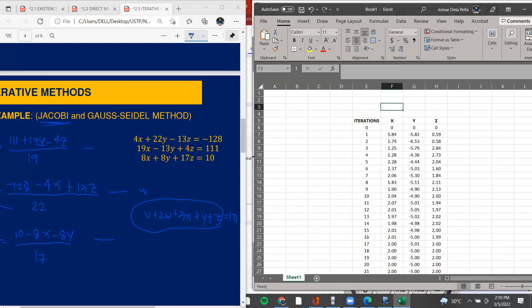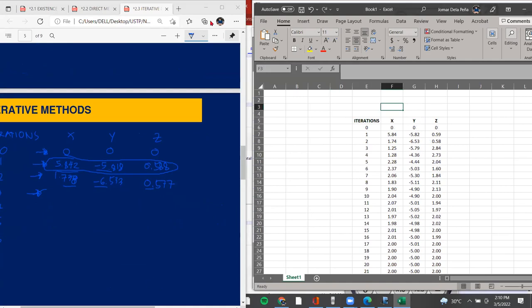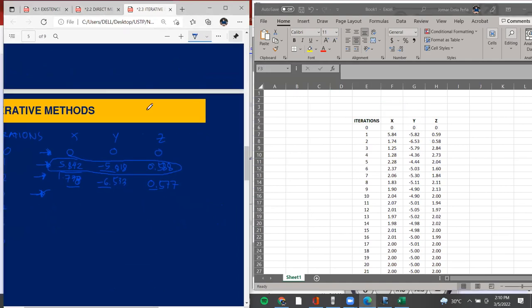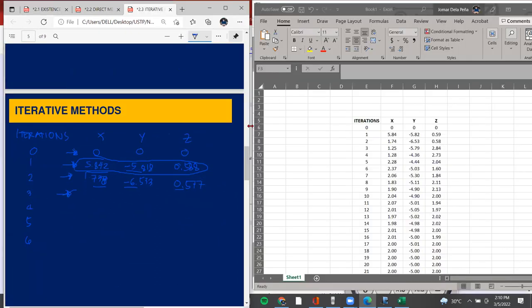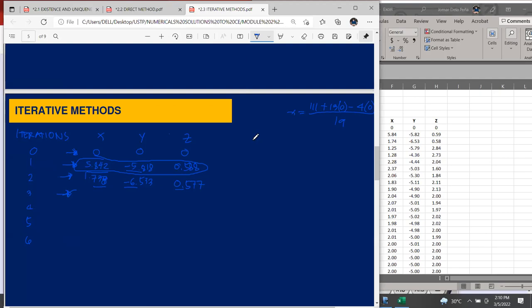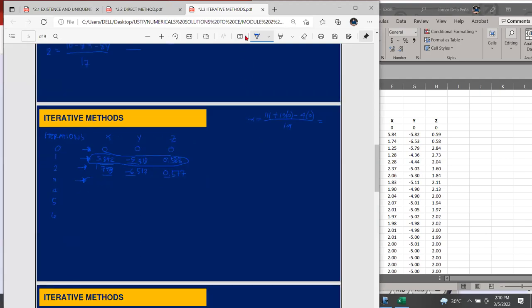So that is the Jacobi method. Next, questions. Padua, you raised your hand. Doesn't it start at 18, sir?